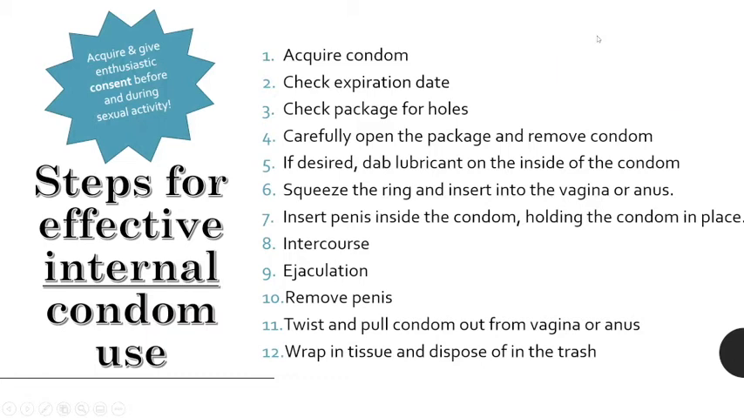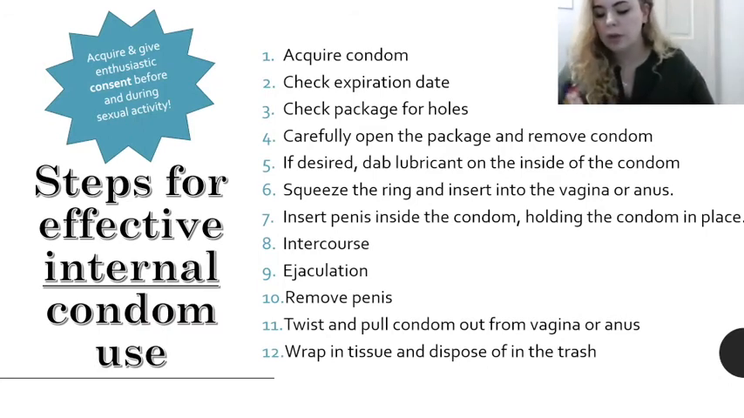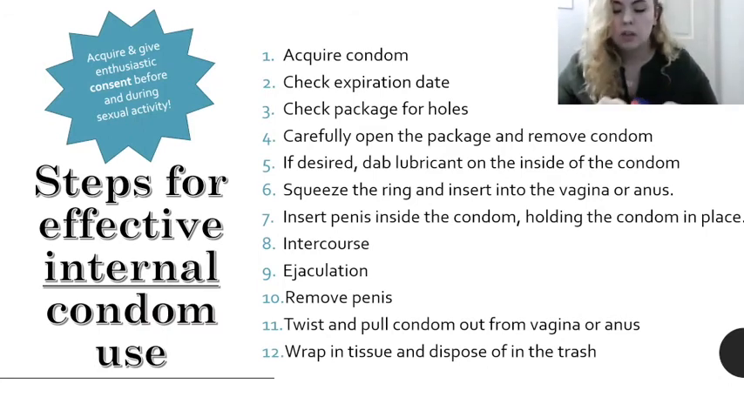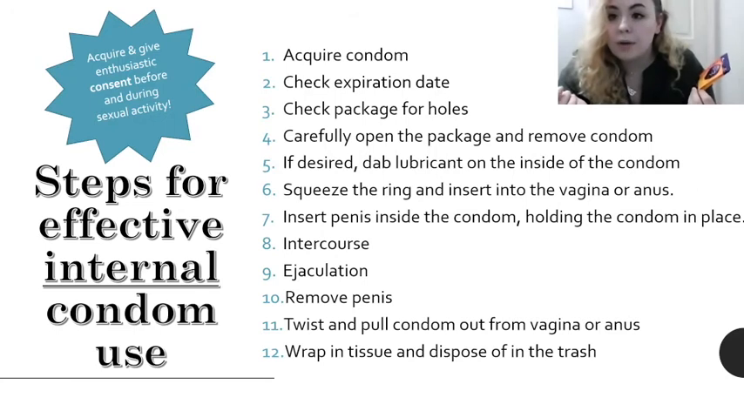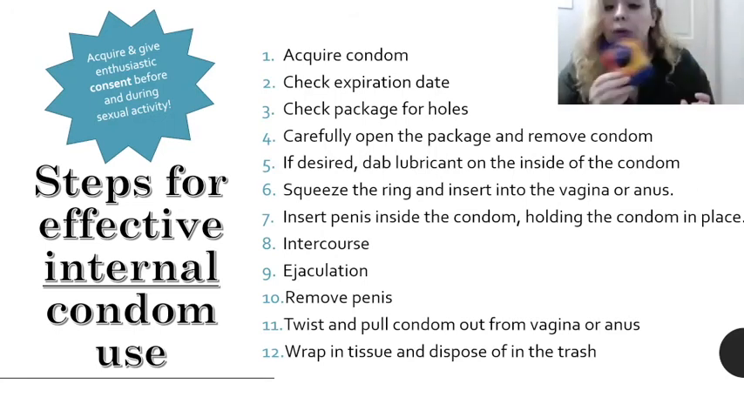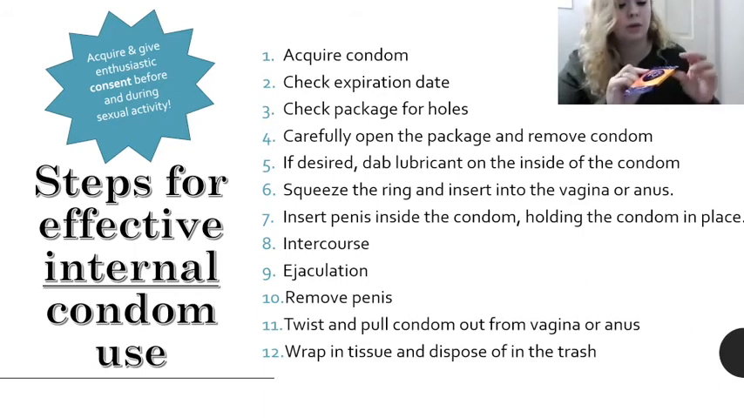So again, before any kind of sexual activity, make sure that we're both giving and acquiring consent. So next, we are going to acquire our condom. Internal condoms are a little bit harder to find. This is what they look like. They aren't often found at a drugstore or grocery store, but you can get them from a healthcare provider. You can also order them on Amazon, and you can even get a prescription for these from a doctor. So that's a cool fact about those.